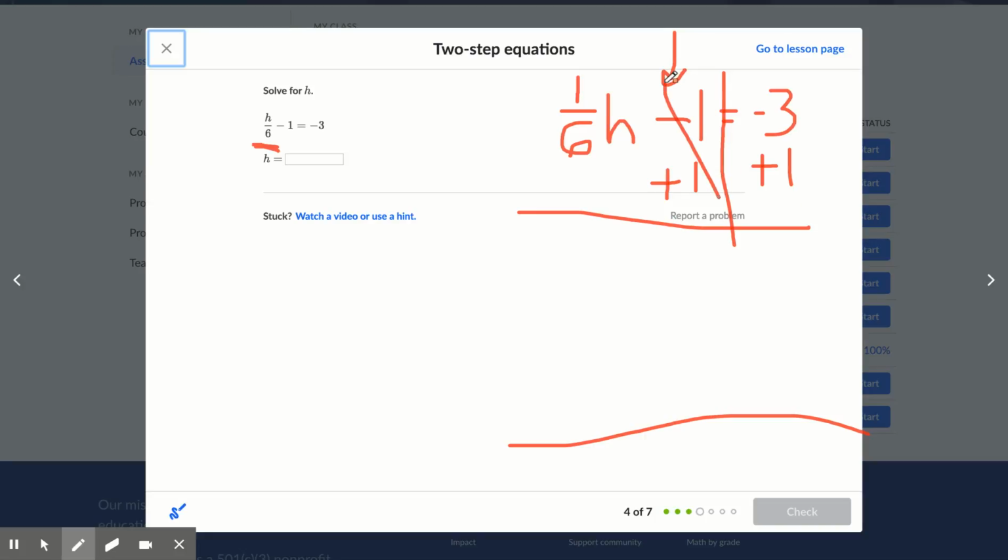Cross these out. Negative 3 plus 1. Different signs. That means I subtract. Biggest number gives it sign. And I have negative 2. Bring this down. 1/6 h equals negative 2.